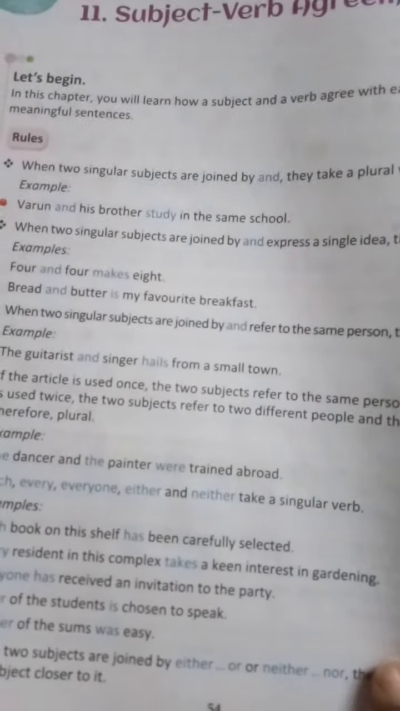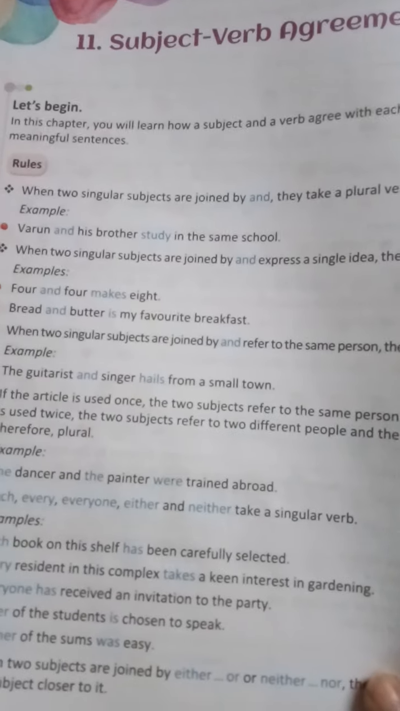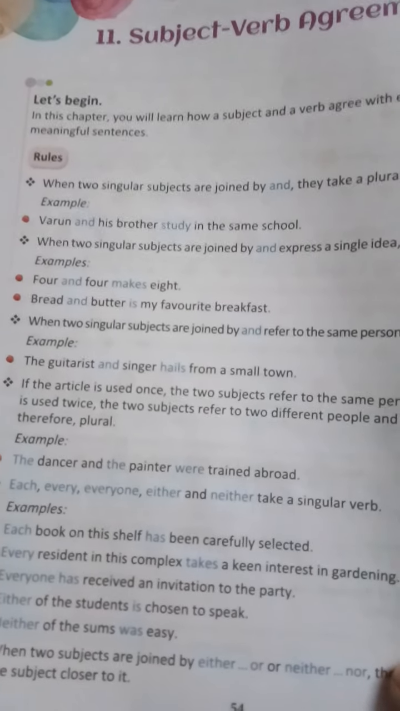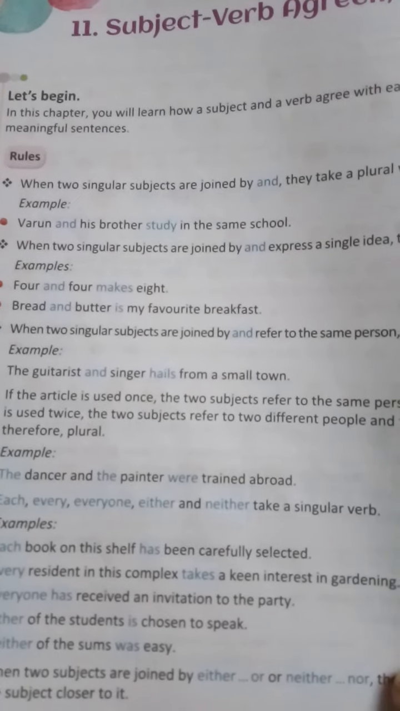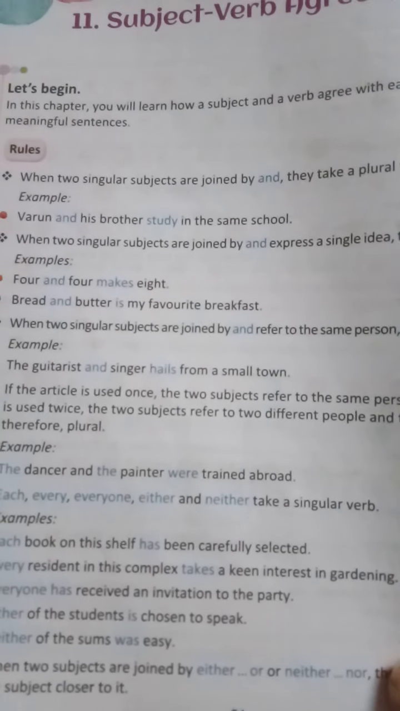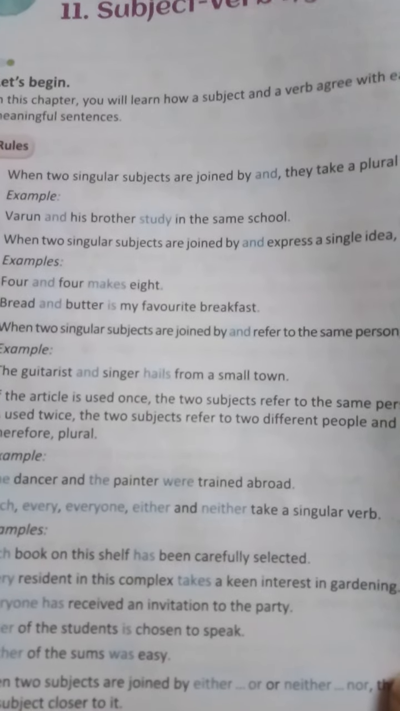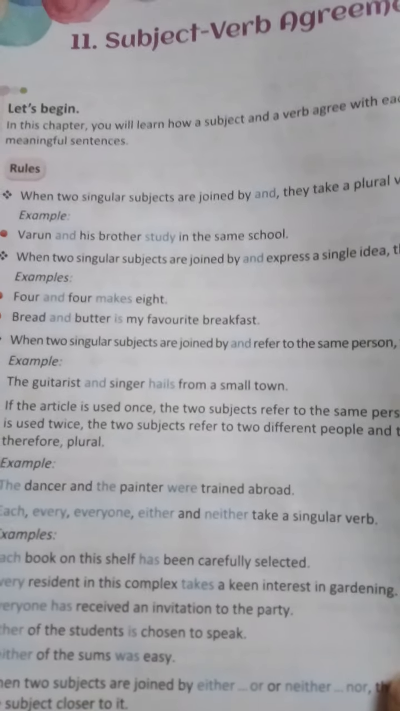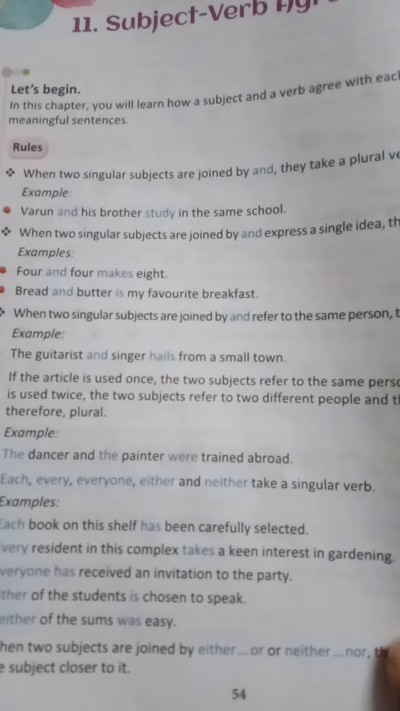The first rule is: when two singular subjects are joined by and, they take a plural verb. Like, Varun and his brother study in the same school. Here Varun and his brother both are singular, and these two singular nouns are joined with and, so the verb will be plural here. So, Varun and his brother study in the same school.